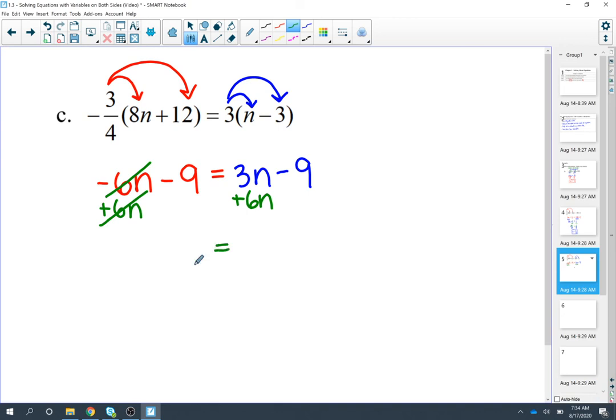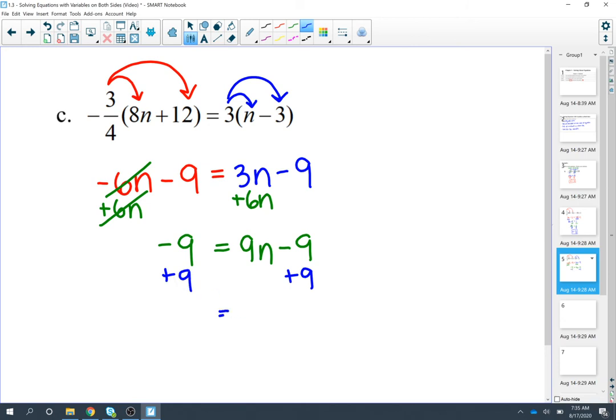Drop your equal sign straight down. The only thing we have left over here is our negative 9. 6n plus 3n, 9n, and then drop down your minus 9. We got all of our variables over here on the right. Now we have to get all of our constants over here on the left. The opposite of minus 9 is add 9.